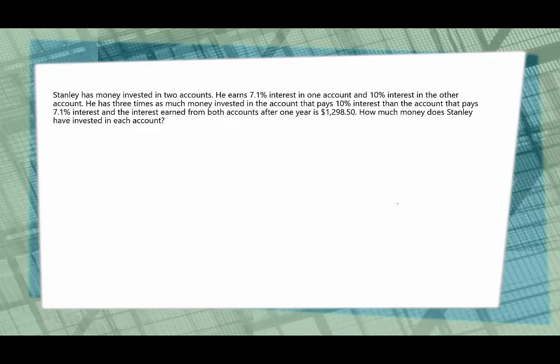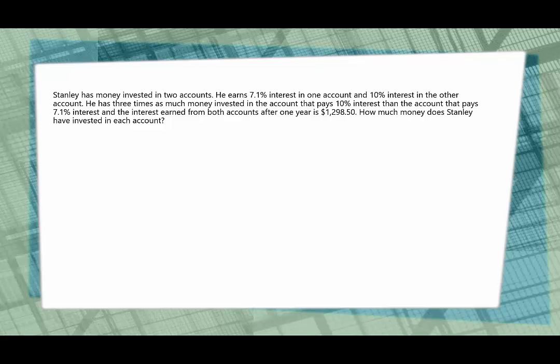He earns 7.1% interest in one account and 10% interest in the other account. He has 3 times as much money invested in the account that pays 10% than the account that pays 7.1%. And the interest earned from both accounts after 1 year is $1,298.50. Wow, that's pretty sweet. How much money does Stanley have invested in each account?